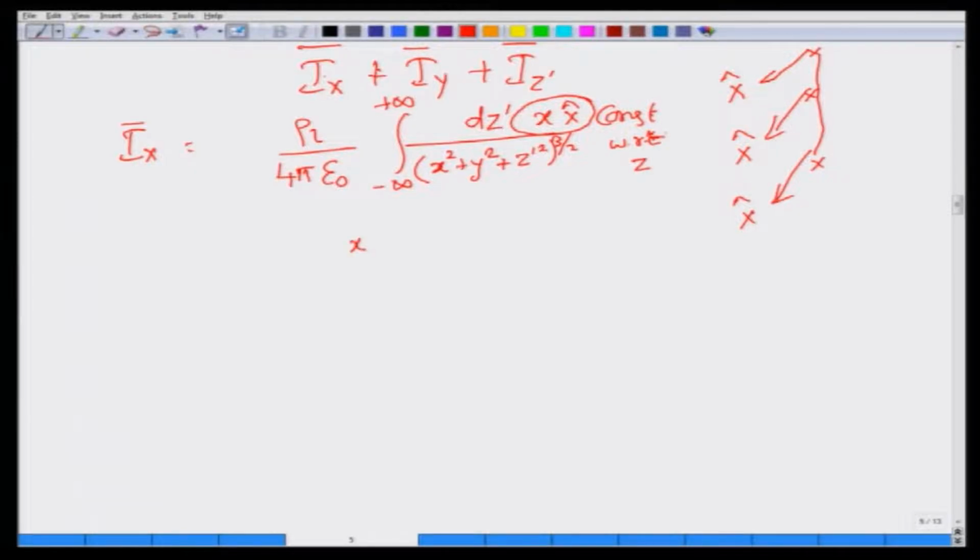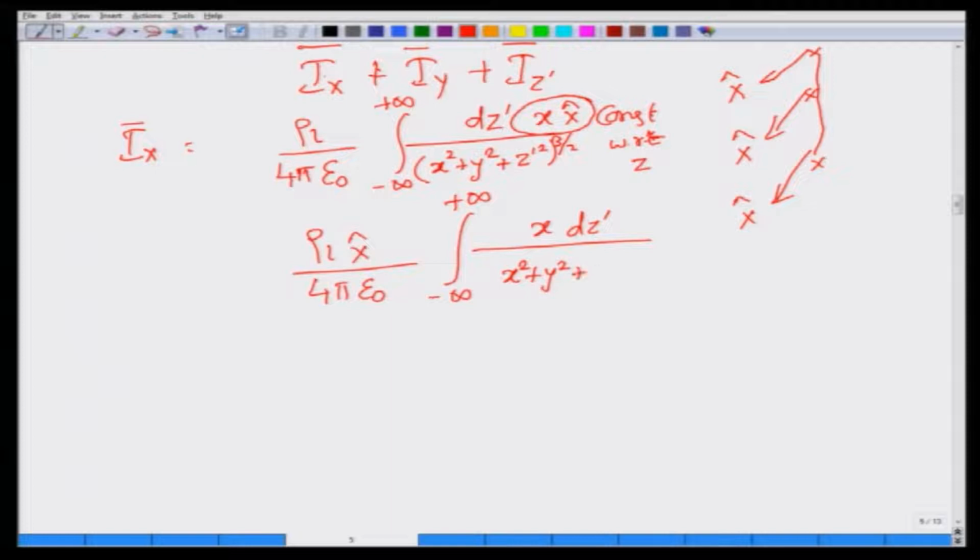So I can take this entire constant out of the integral, okay. Now I will be left with something that would look like this. Here I have the integral from minus infinity to plus infinity of x dz prime divided by (x square plus y square plus z square) to the power 3 by 2.